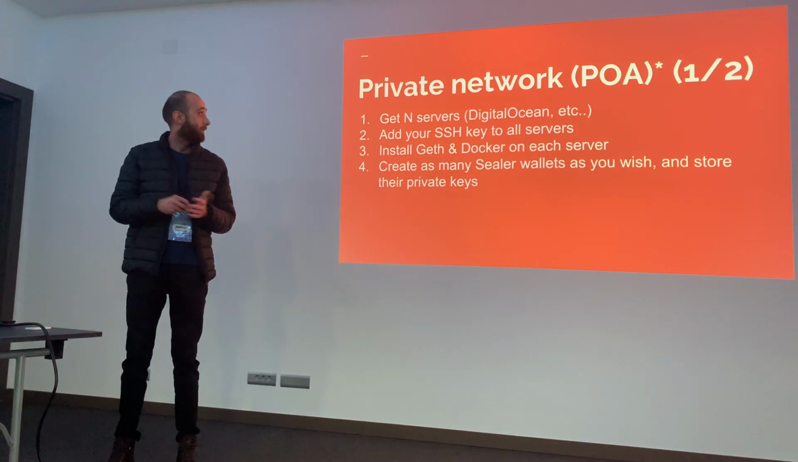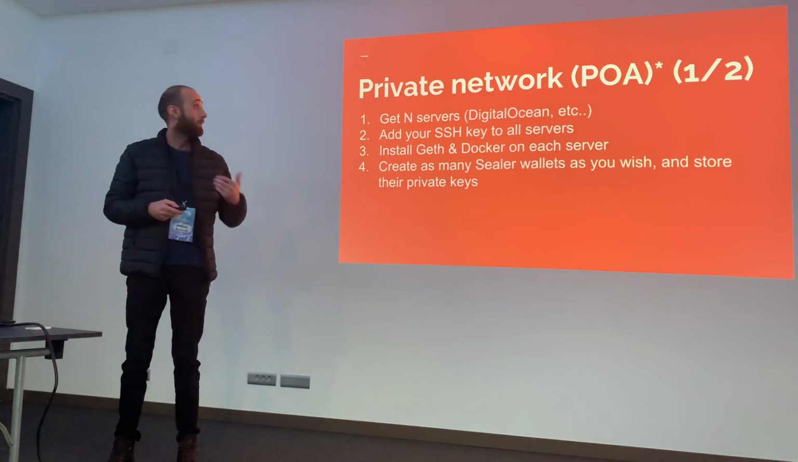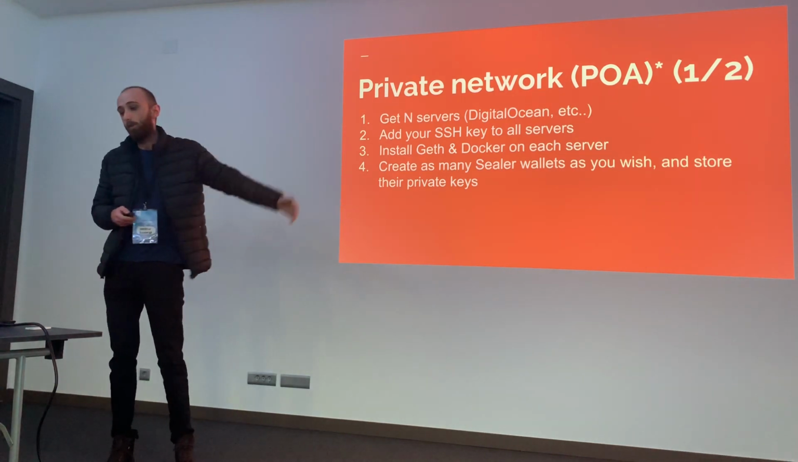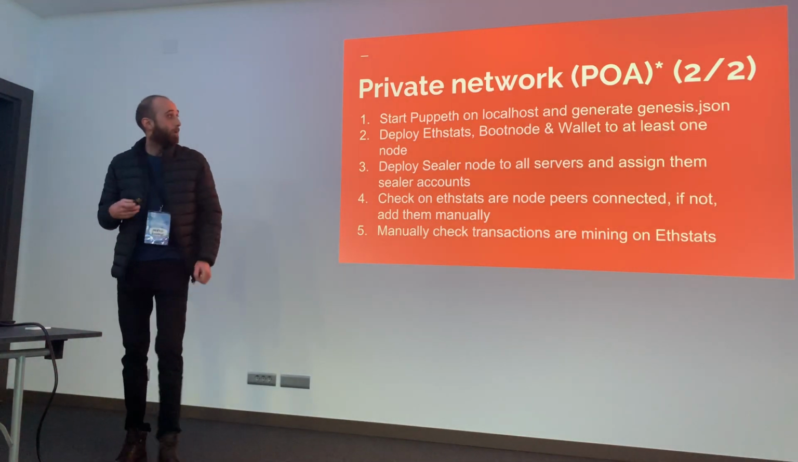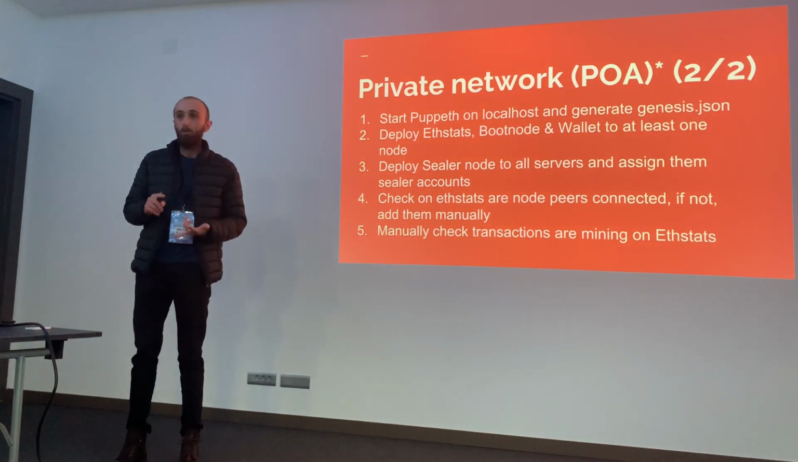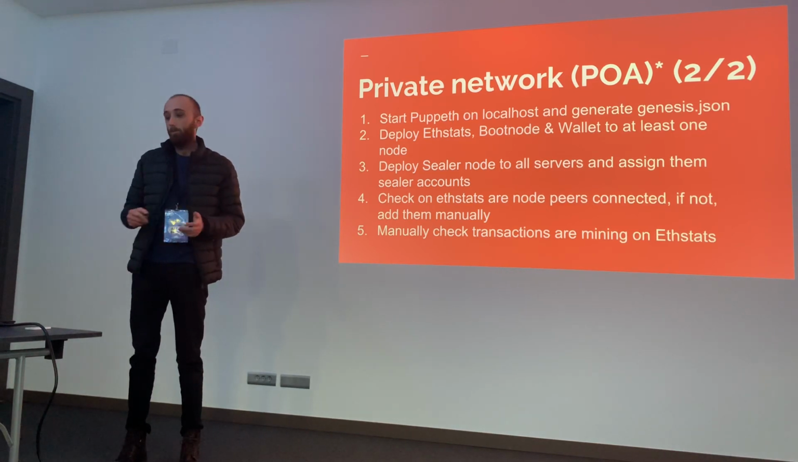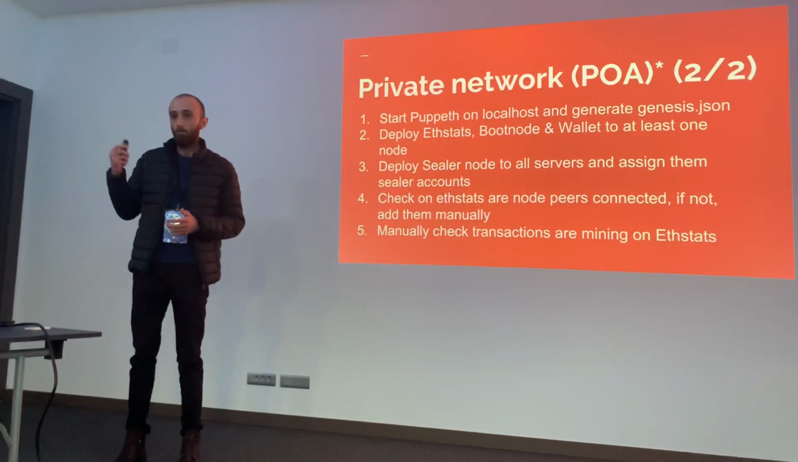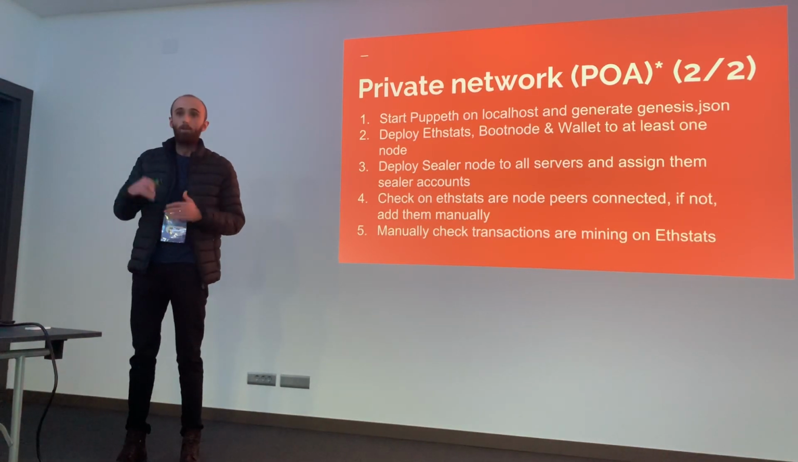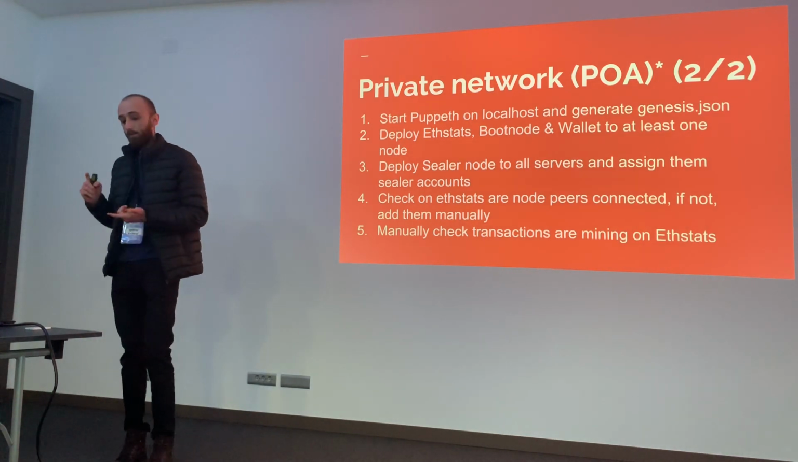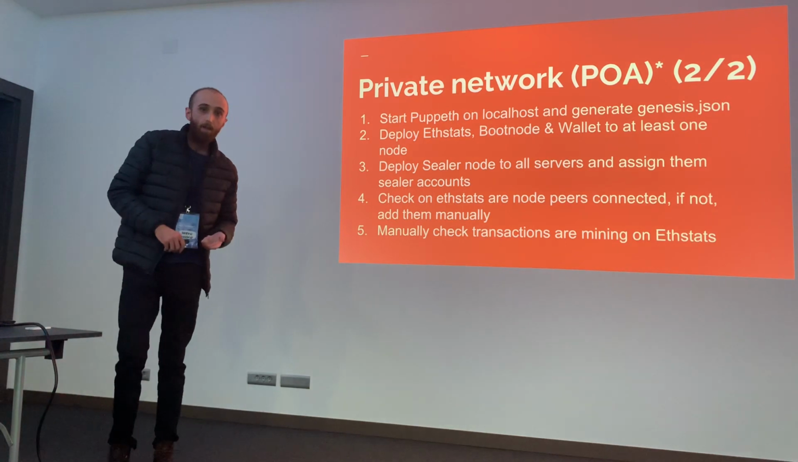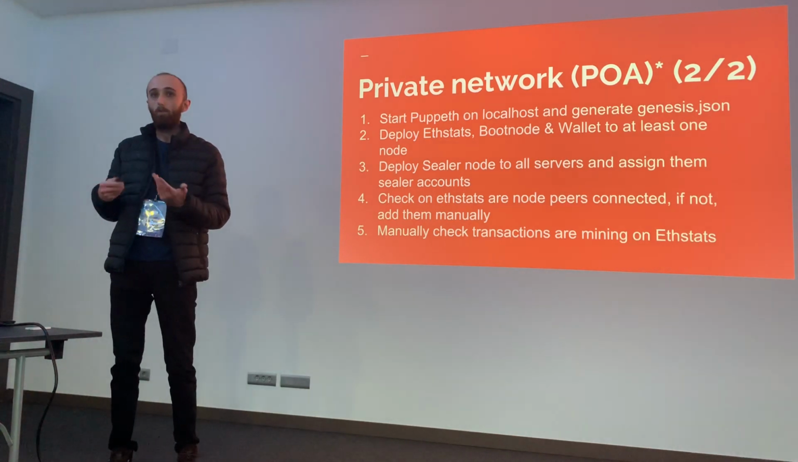How do you set up a private network? You get 10 servers, you add keys to them, and you install Geth and Docker, and you create as many signer wallets as you want. I'm assuming that we are going to create a proof of authority network. After that, you start local, start Puppeth, deploy ethstats, boot node, and wallet to at least one node, and you deploy signer nodes to all servers and assign them to signer accounts. After that, you get a nice little ethstats page that says whether the blocks are mining, how many peers are connected to the network, and you can see how the network is functioning.